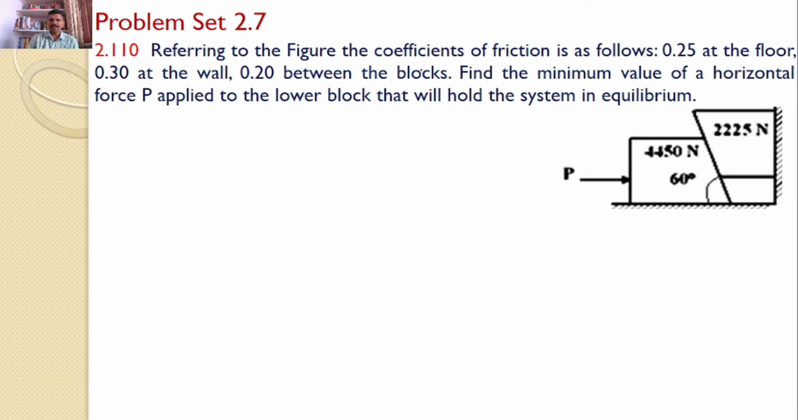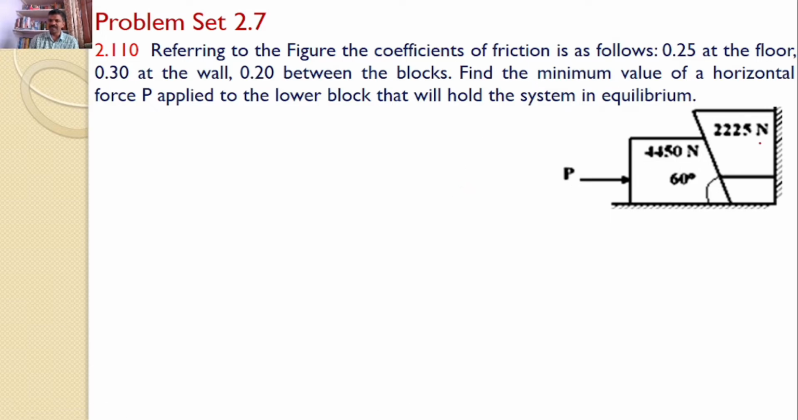Referring to the figure, the coefficient of friction is 0.25 at the floor, 0.3 at the wall, and 0.2 between the blocks. Find the minimum value of horizontal force P applied to the lower block that will hold the system in equilibrium. So how much force we need to apply to this block so that the total system is under equilibrium.